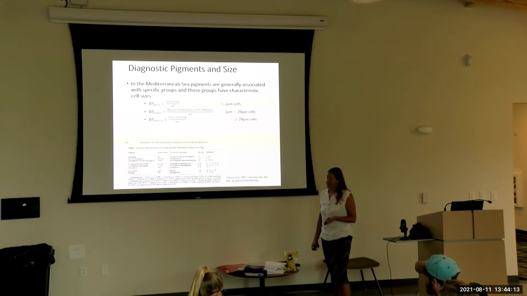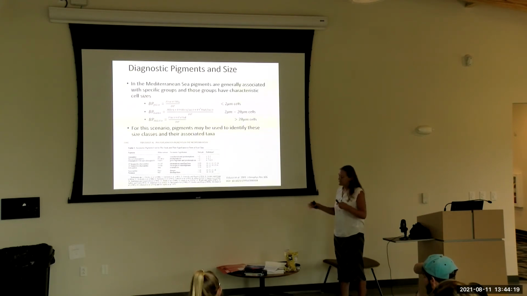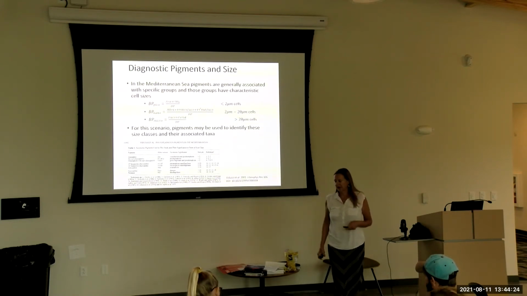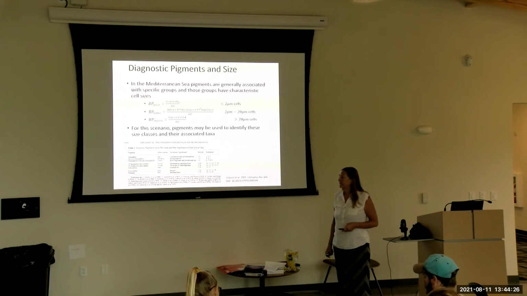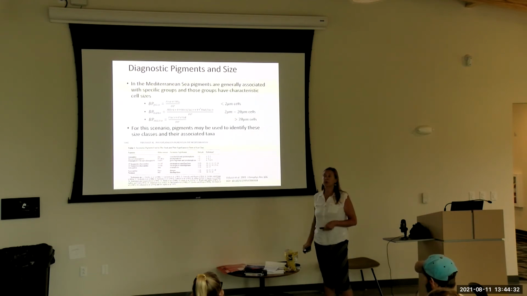And it's a really cool paper, you should read it. Because they're able to get at size classes, they can plot the size classes across the Mediterranean and look at seasonality. And in fact, when you get your pigments analyzed by NASA, they do this analysis for you and give you estimates of pico, nano, and micro. And that's cool, right?